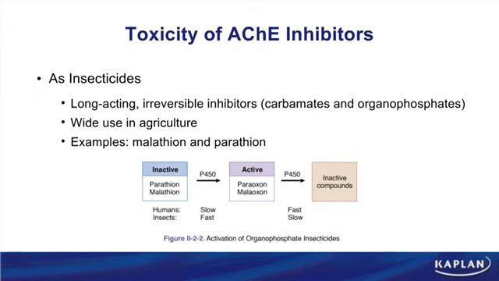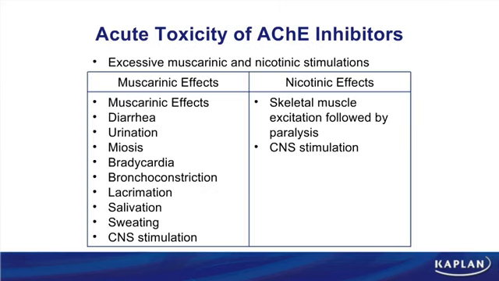And so what that means is the active ingredient of these insecticides accumulates in the insect and is less likely to be formed in us. With all that being said, however, if you have a person who gets exposed to a large quantity of an insecticide, it almost doesn't matter how quickly their P450 enzymes work, that person is going to be at risk for developing DUMBBELLS. Your book has a very nice summary of the toxicity of acetylcholinesterase inhibitors.